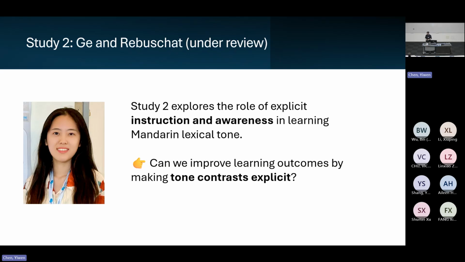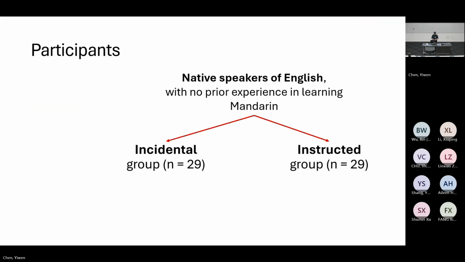Can we help people learn through instruction? A lot of you are teachers, right? Can we help people learn Mandarin tones through instruction? What can we do? And so in this case, we thought the challenge for the native speakers of English here is the tone perception. It's not the vowels, not the consonants. Let's forget about consonants and vowels. Let's focus here on the tones. And so in this experiment, we looked specifically at the effect of instruction and awareness of the tones. Does that help you learn the Mandarin tones?